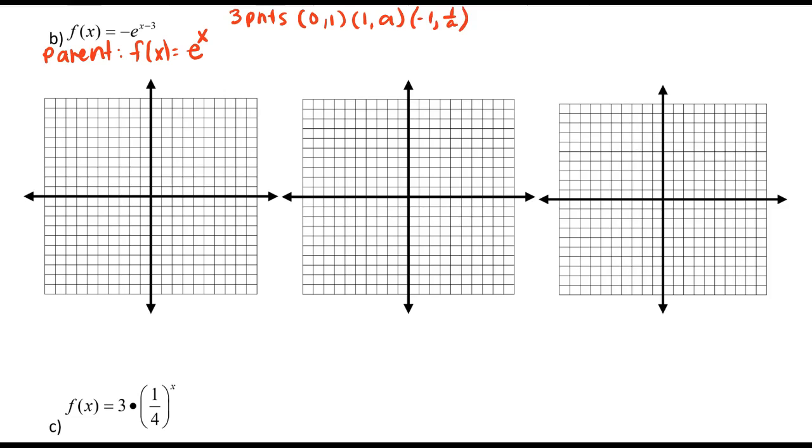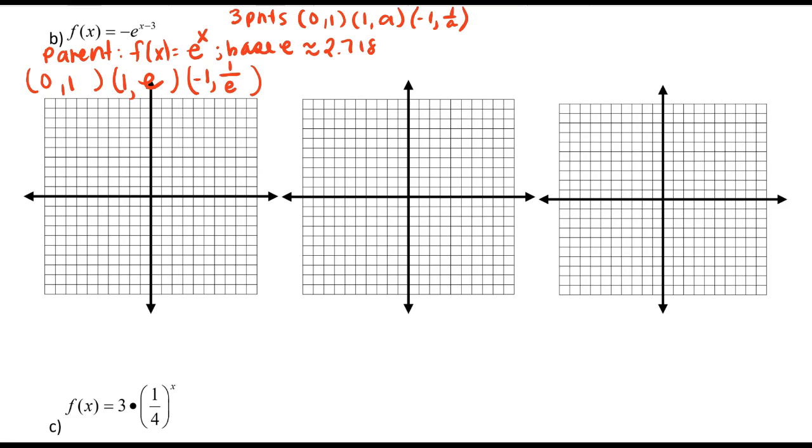Okay, so our first 3 points are 0, 1, and 1, your base. In this problem your base is e, and e is about, if you use your calculator and hit e and equals, 2.718. So I'm just going to leave e as e, but when you plot it out, e is about 2.718. Then you have negative 1, that's going to be negative 1, 1 over e. Okay, so keep that in mind.